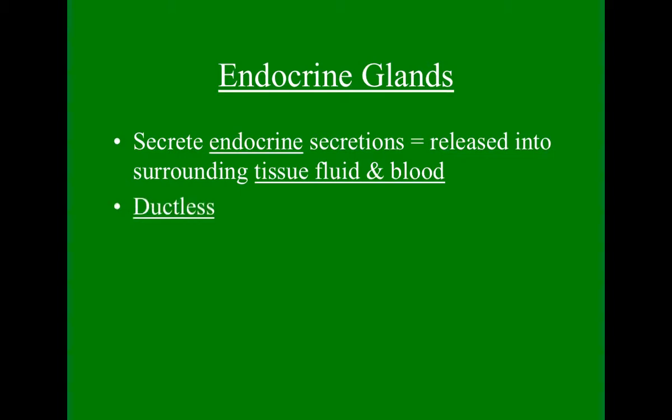The second difference is the endocrine glands are ductless, so they don't go through a little tube, whereas the exocrine glands do. We will be talking about the endocrine glands very much in depth when we get to their system, the endocrine system. A major example of endocrine secretions are hormones.